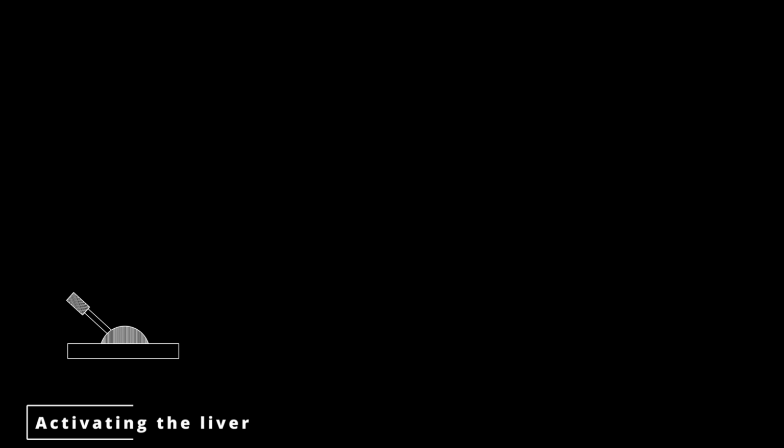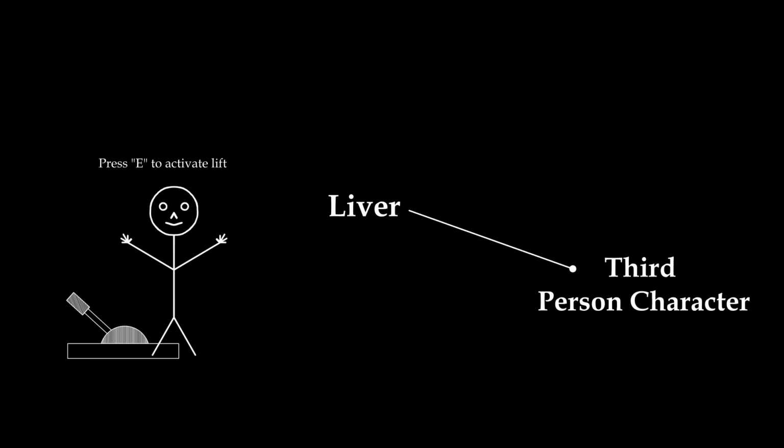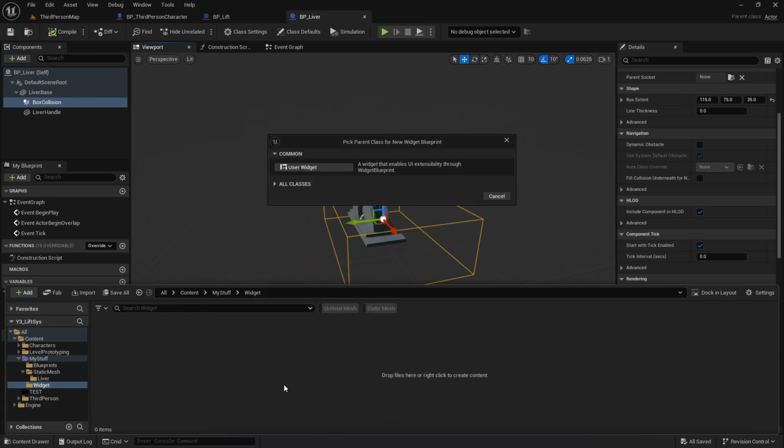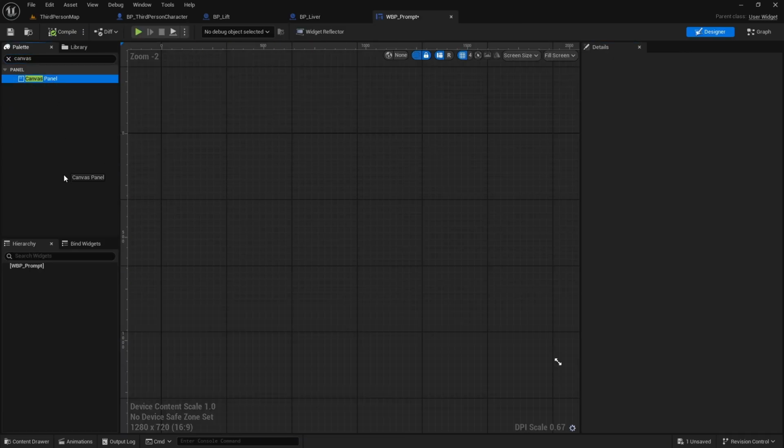So first prompt is when character goes near this box collision, then it shows prompt. But the prompt I believe is presented in player screen, which means the prompt widget will be part of the player screen and lever simply tells the third person character to show the widget or not. You will understand why it's in third person character. But first, let's create a simple widget. I will keep the widget pretty simple.